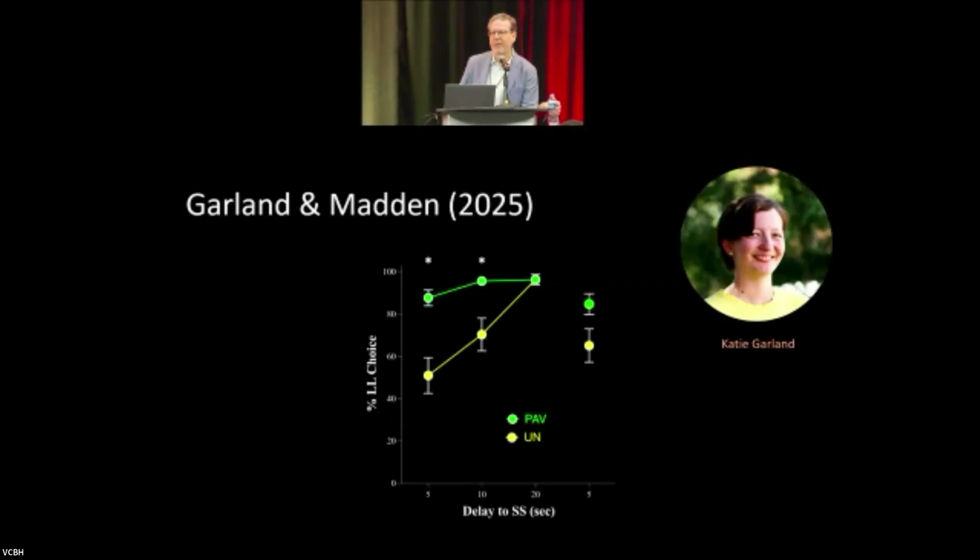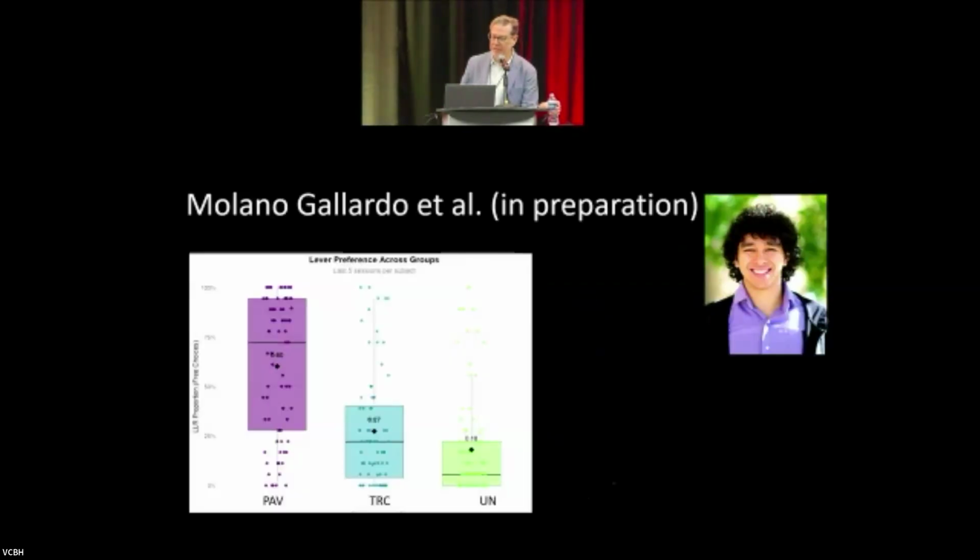And in this next study, we were interested, what's the function of the unpaired stimulus? Because an unpaired stimulus can have an aversive function that may have put the rats off of the larger later choice. So we used a truly random control group. And although there's a slight difference between the TRC and the unpaired group, it's not significant. But there is a significant difference between those two groups and the Pavlovian group.